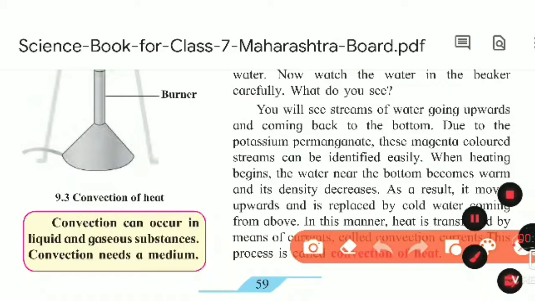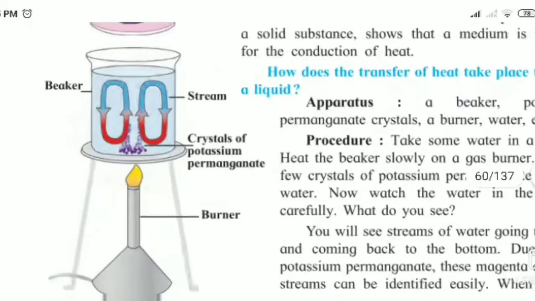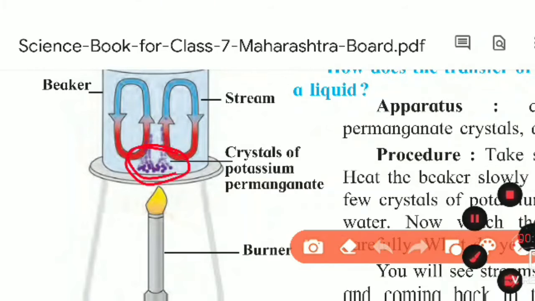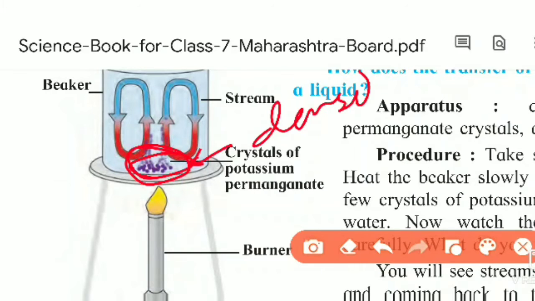When heating starts, the water near the bottom becomes warm. So here, this is the water which gets hot first. As I told you before, when it becomes hot, its density decreases.